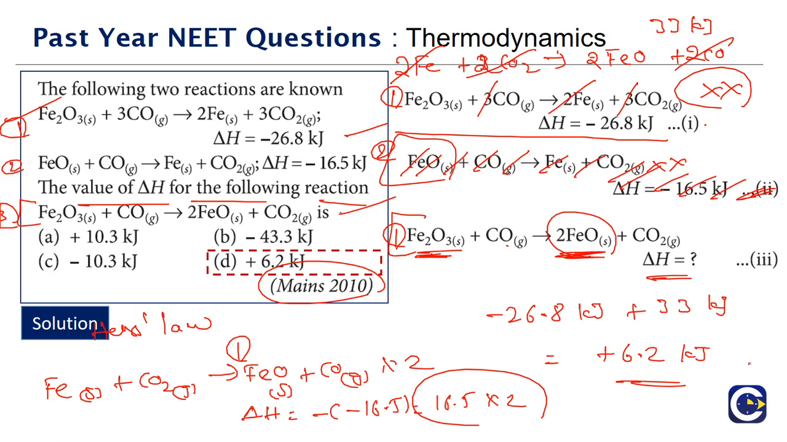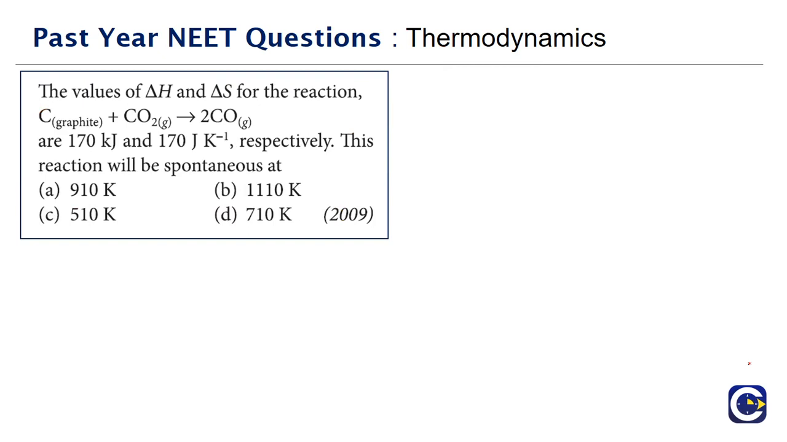We have seen in this part of the video itself where we discussed around 10 questions, I think we've got 2 questions straight on the application of Hess's law. Next we will go to a question that came in 2009. The values of delta H and delta S for the reaction: carbon graphite plus CO2 gas gives rise to 2CO. Delta H is 170 kilojoules. If you are converting into joules, it will be 170 into 10 power 3 joules. Okay. And delta S, what is delta S?